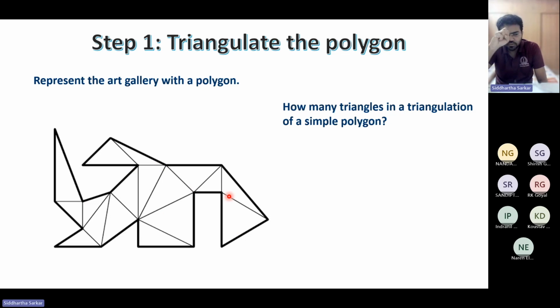So the triangulation will help us answer the question of how many cameras will be required. Because once I have done the triangulation, if I put one camera within, let us say, this triangle, then I know for a fact that at least the interior of the triangle is entirely visible by this camera. So the question is, how many triangles are in a triangulation of a simple polygon?